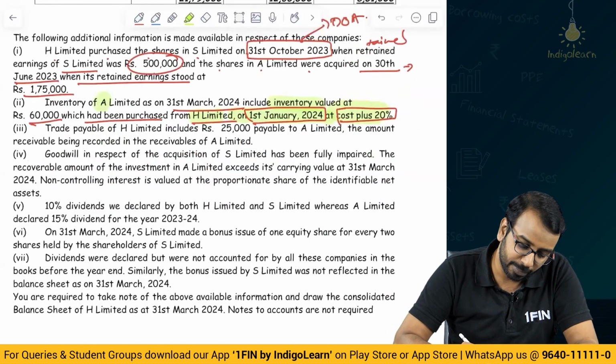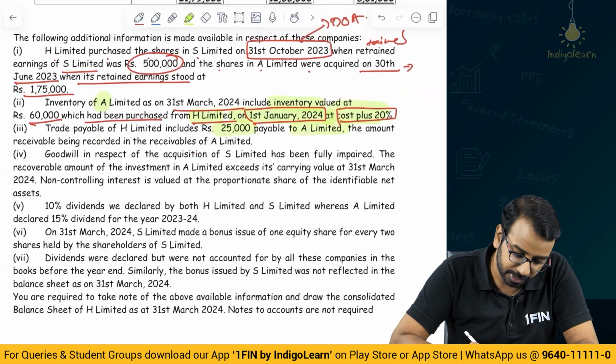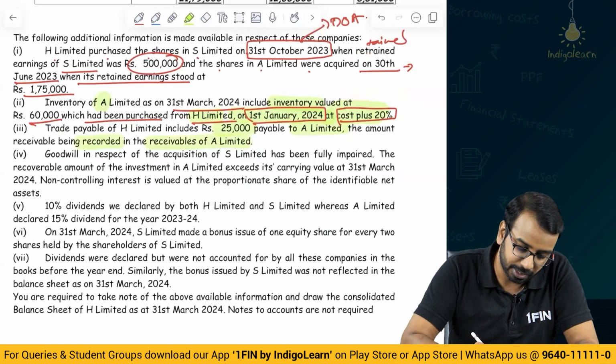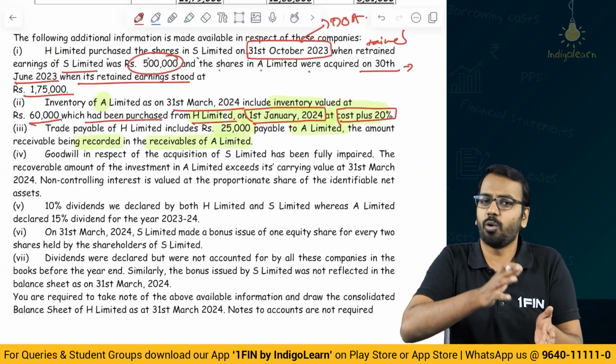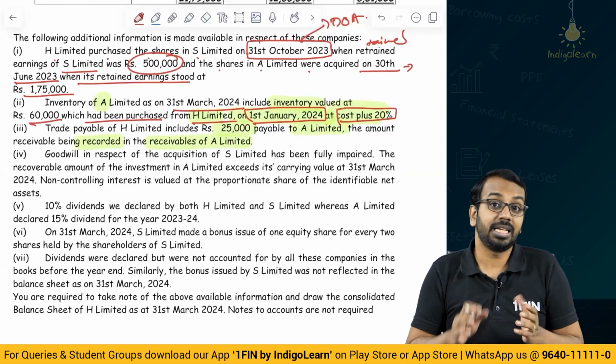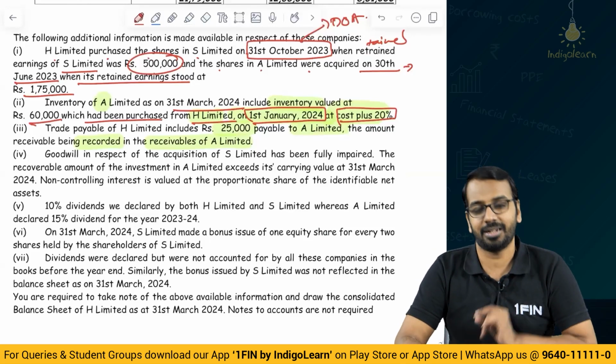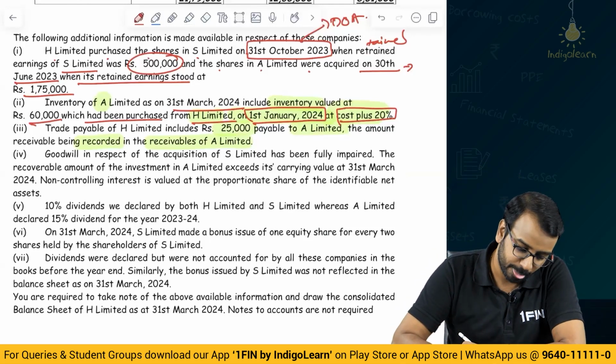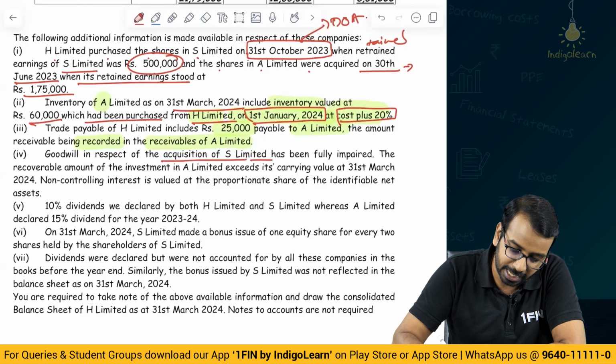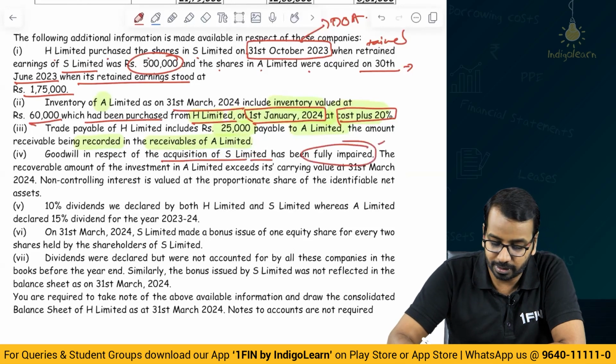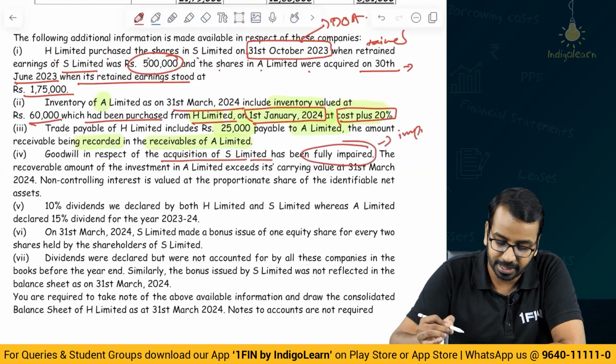Then trade payable of H Limited includes 25,000 payable to A Limited, the amount receivable being recorded in the receivables of A Limited. Now, here you have to keep in mind, if it is a holding subsidiary, we will eliminate. If it is an associate, will we eliminate? We will not eliminate, right? Then goodwill in respect of acquisition of S Limited has been fully impaired. So, whatever goodwill you calculate, you have to carry out 100% impairment.